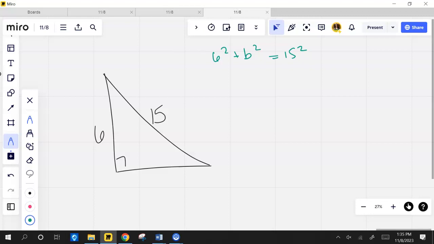Oh my goodness, I thought we were fixing to leave. I forgot it's 50. I was starting to stress. All right, so square root of 261, about 16.16. Oh no, I messed up. 15 squared minus 6 squared.